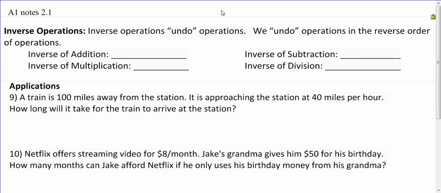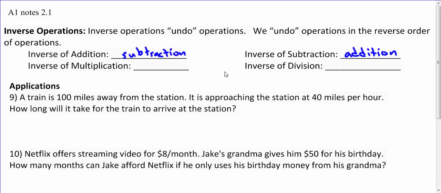Alright, some more terminology. Inverse operations. Inverse operations is the phrase we use when we are describing undoing an operation. We undo operations in the reverse order of operations. So the opposite or the inverse of addition is, of course, subtraction. If I have addition and I'm trying to undo it, I would subtract. By the same token, the inverse of subtraction would, of course, be addition.